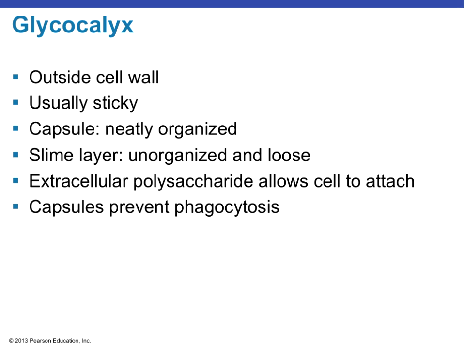We also have the type of glycocalyx that can be a slime layer. Slime layers are very unorganized and very loose, and as opposed to capsules, which make it difficult for phagocytosis to take place, a slime layer is mostly configured to allow the cell to stick to surfaces. The extracellular polysaccharides allow the cells to attach to one another, or to attach to surfaces, specifically in the case of a slime layer. And as we said before, the capsules prevent phagocytosis.